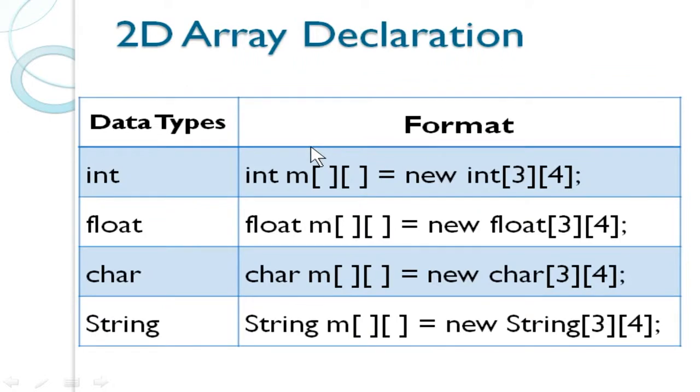Now you are going to see what other 2D array declarations are available. You have already seen integer. Instead of integer, you have to write the data type as float for a float double dimensional array, and for a character double dimensional array you have to use char as the data type, and for a string double dimensional array you have to use string as the data type. The other things are the same, and the subscript values can be anything. It can be 2, it can be 3, it can be 4. So here you have 3 rows and 4 columns for all these declarations.